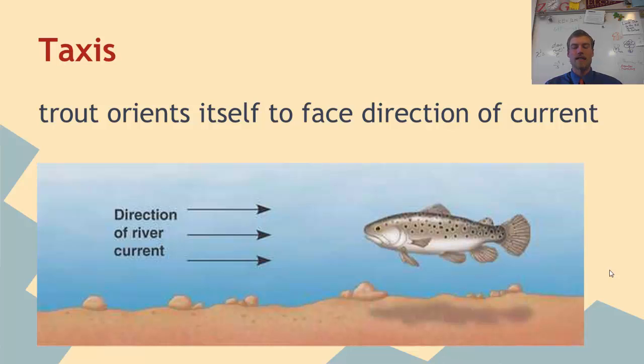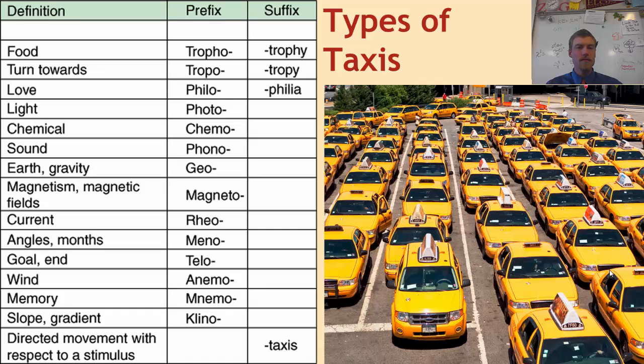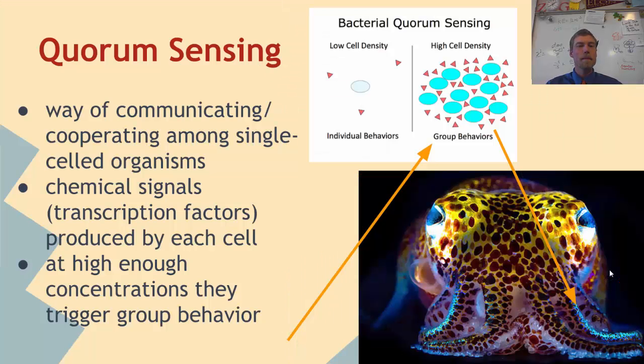So again, taxis, think about it like a vector, right? It's got a specific direction. Kinesis, more like a scalar quantity, doesn't necessarily have a particular direction. There are a lot of different types of taxis. You can have phototaxis, chemotaxis, phonotaxis. You can have geotaxis, magnetotaxis. There's a lot of different types of taxis out there. It just totally depends upon what the stimulus is and what the situation is.